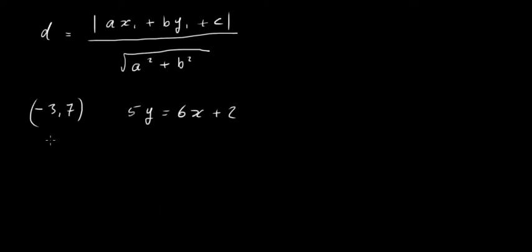Well, what we do is we call this point x1, y1. So -3 is x1, 7 is y1, and we're going to put those in here and here. Now this really is our equation of our line, so we just have to rearrange it so that it looks like that. We want the x first, so that's going to be 6x. Then we want the y next, so that's going to be -5y, and then plus 2, and all of that is equal to 0. So this is what we're going to put on our top line here. Okay, so let's do that.